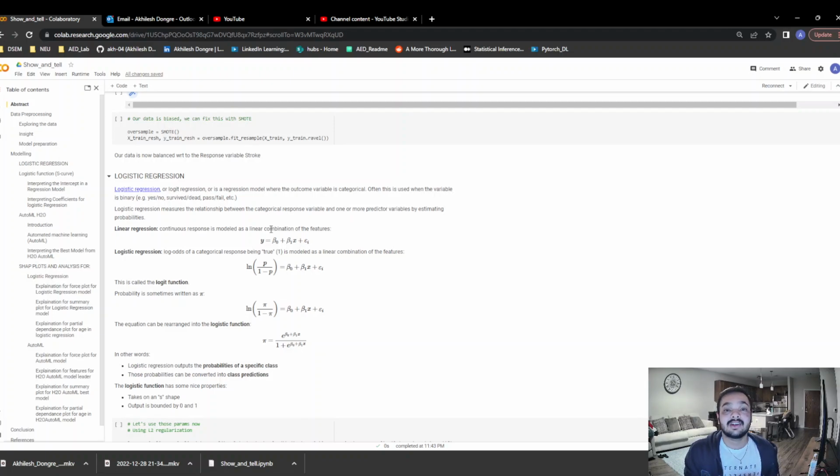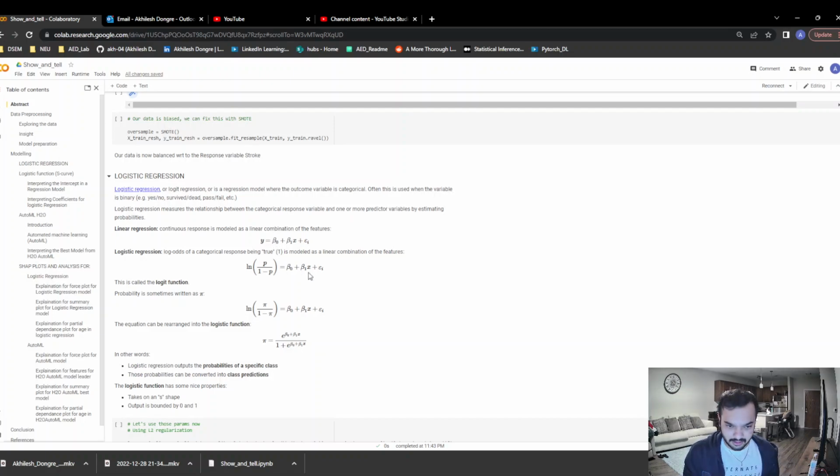Now, we are trying to predict whether a person will suffer a brain stroke or not. There are basically two options, two categories. Will a person suffer a brain stroke or not? So this is a binary classification problem. Similarly, there are multinomial classification problems which can also be solved using logistic regression. But with respect to this problem right now, we'll be dealing with binary classification.